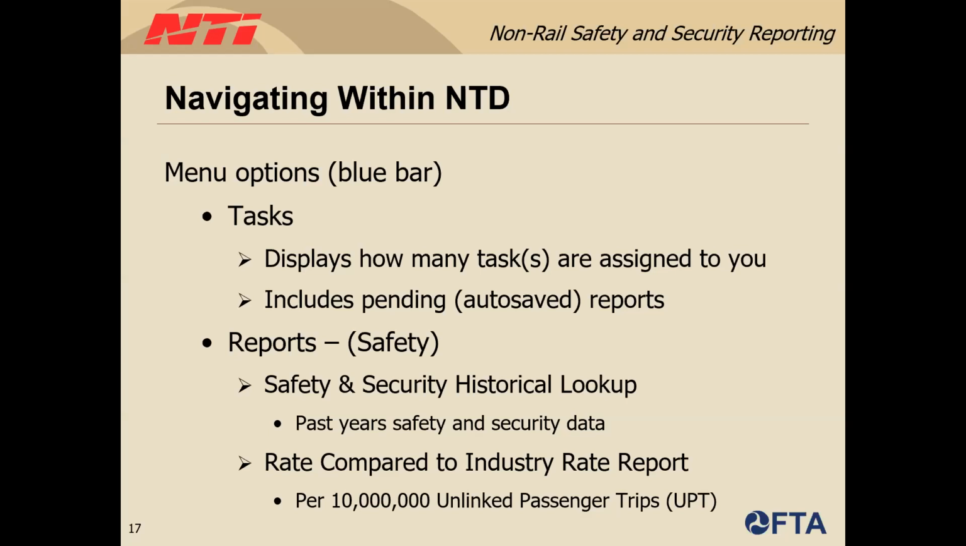The Reports tab will take you to the reports that are available to you. First, click on the category, and in this case, you'd click on Safety. Then there are two reports that you may find helpful here, at least two. One of them is the Historical Lookup Report to view safety and security data reported in prior years. Another report is the Rate Compared to Industry Rate Report, which will compute and compare your agency's incident, injury, and fatality rates against the industry average per 10 million unlinked passenger trips.